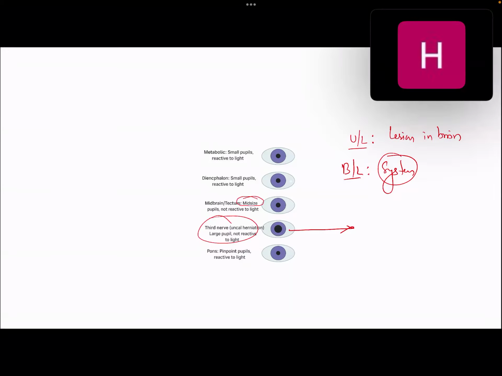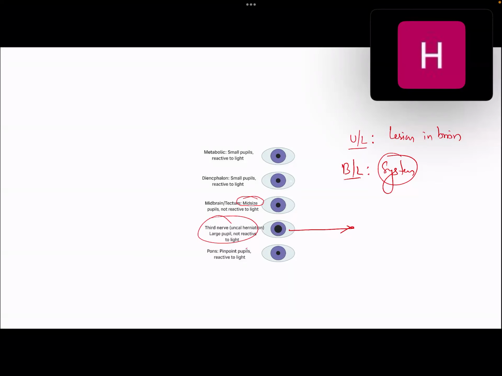Midbrain pupil is very important. That is mid-size, but it will not be asked in the question. Why? Because it is very difficult for you to differentiate between the mid-size pupil and a normal pupil in the exam. So the examiner will not be asking any questions. Even if it is a midbrain pupil involvement, the examiner will not talk about the pupil abnormalities because it raises a controversy. Very important. All right.